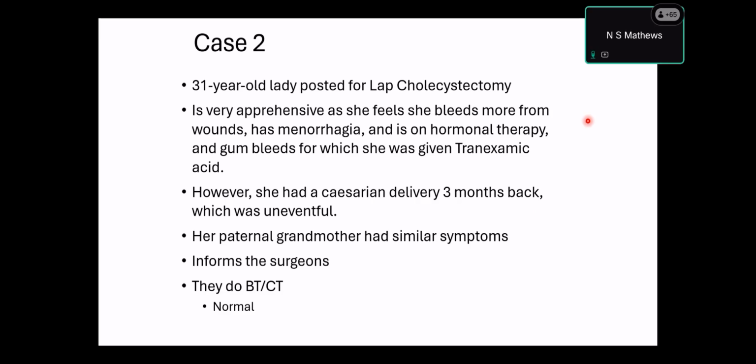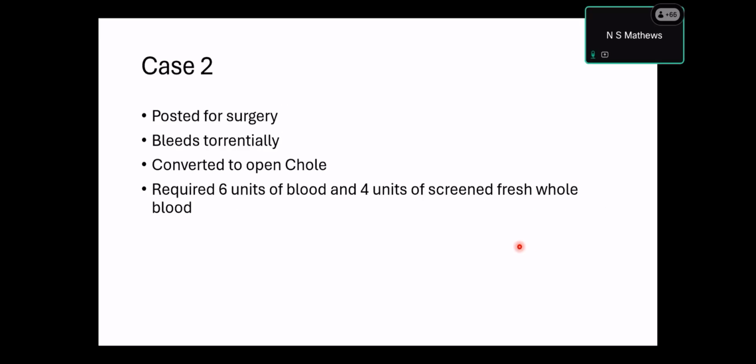What happened? They take her up for surgery. She bleeds torrentially, converted to open cholecystectomy, required 6 units of blood and an additional 4 units of platelets, basically 20 units of blood required. So that's what happened to her. So something is wrong somewhere. Probably some relevant part of the history was missed out, or there was something wrong in the testing part of it.